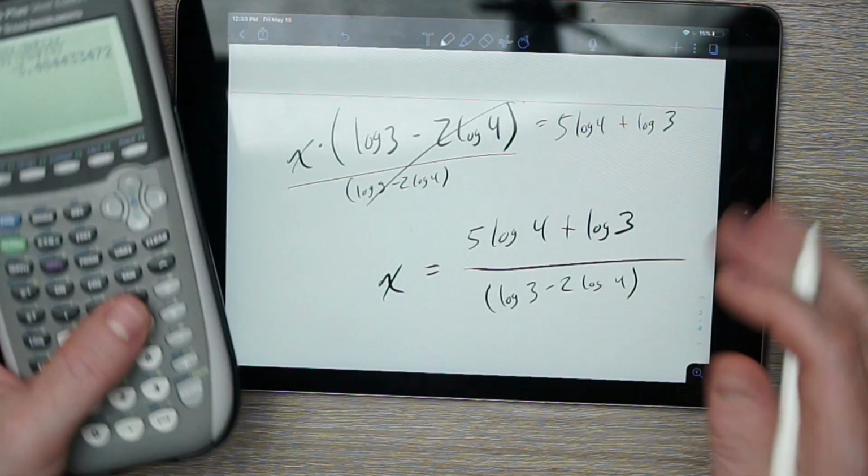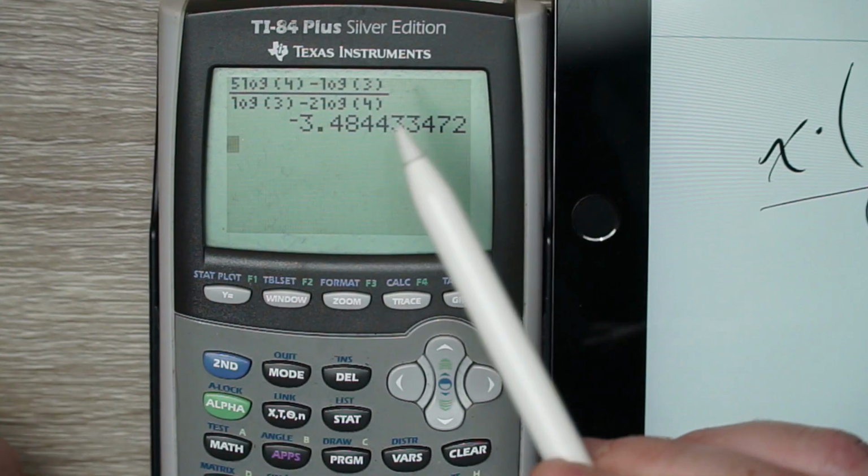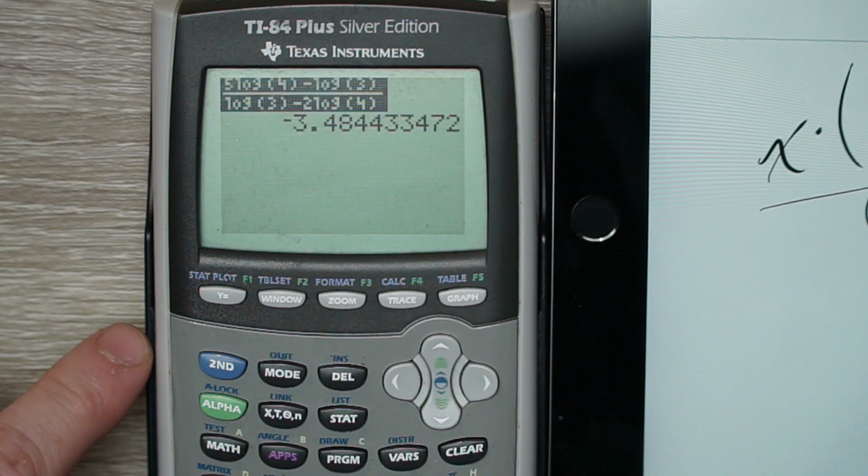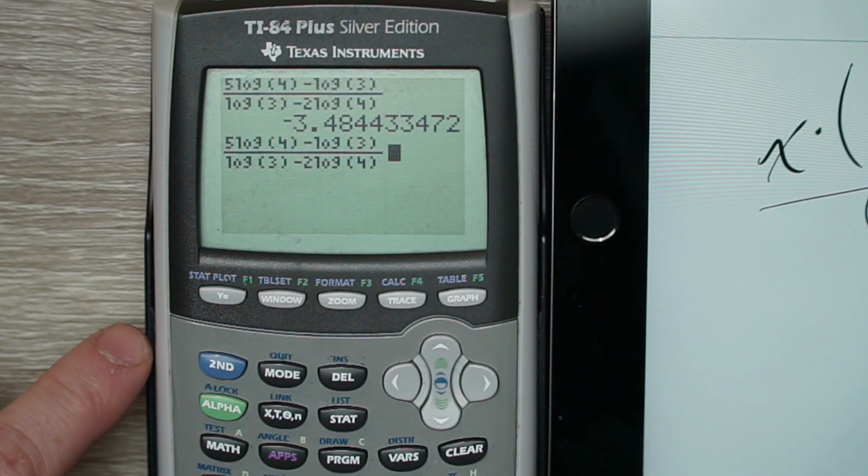Oh, you know what I did? I'm looking at this now. See this? That's supposed to be a plus. Did you know that trick? If you scroll back and just hit enter, it'll pull that back.